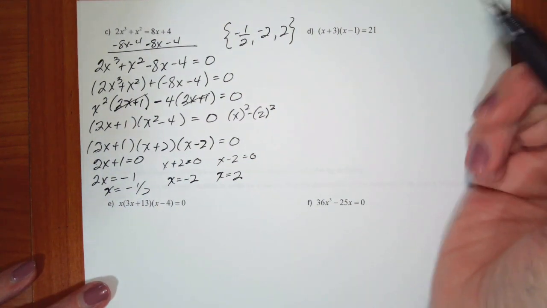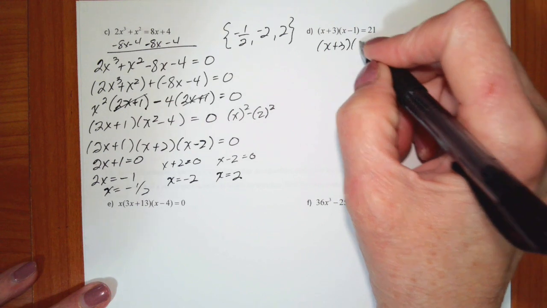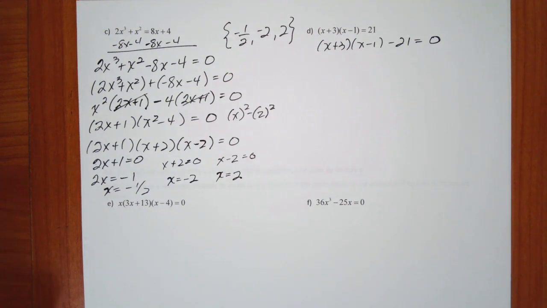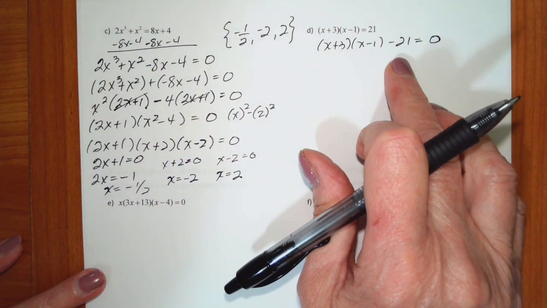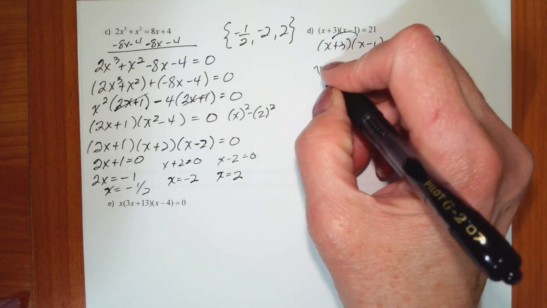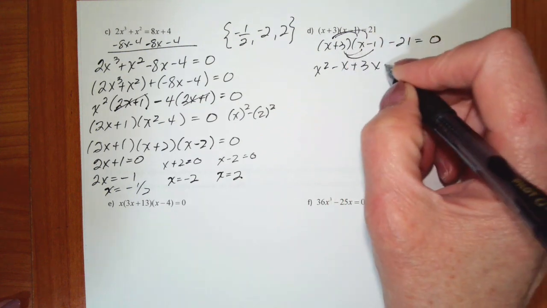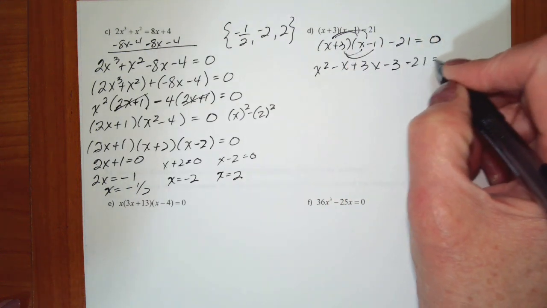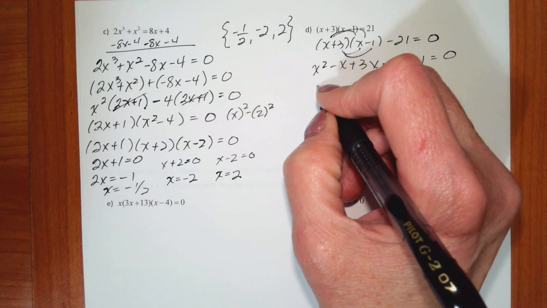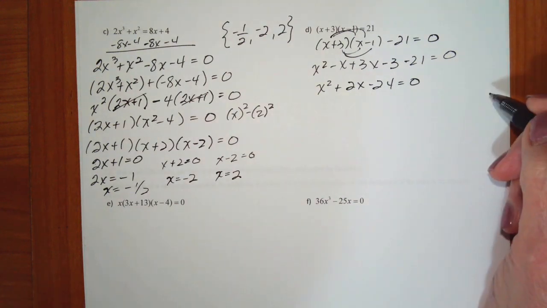Okay, it has to be equal to 0. So I'm going to subtract 21 from both sides on this one. So I have x plus 3 times x minus 1 minus 21 is equal to 0. This is not in factored form. I'm going to have to multiply it all out and then factor it again. So if I multiply this out, this gives me x squared minus x plus 3x minus 3 minus 21 is equal to 0. So this gives me x squared plus 2x minus 24 is equal to 0.